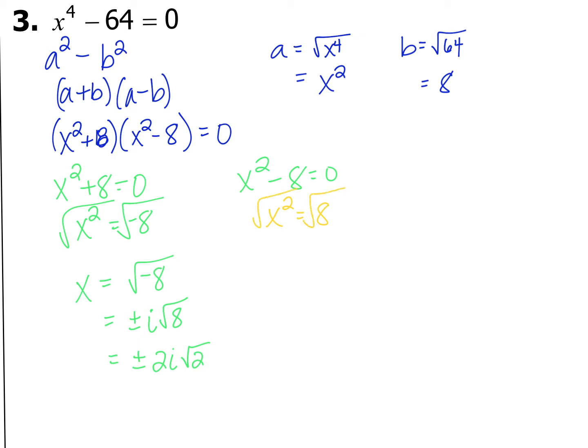For the second factor, I add 8 to both sides, so I get x squared is equal to 8. Take the square root of both sides, I get x is equal to plus or minus 2 times the square root of 2. Therefore, my solution set would be equal to plus or minus 2i times the square root of 2 and plus or minus 2 times the square root of 2. And since our degree is 4, I am able to have these 4 solutions within my solution set.